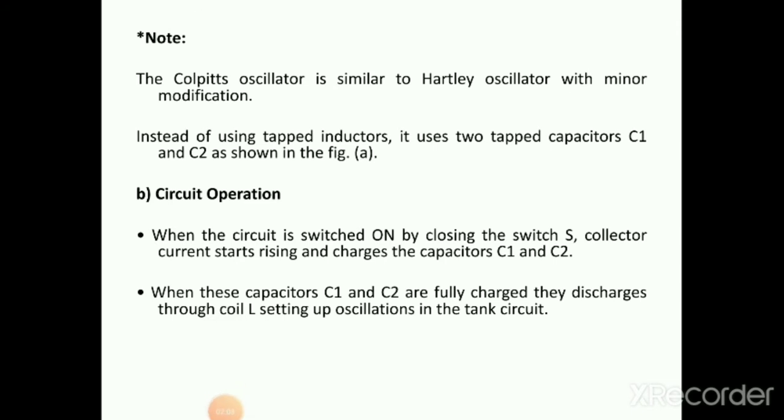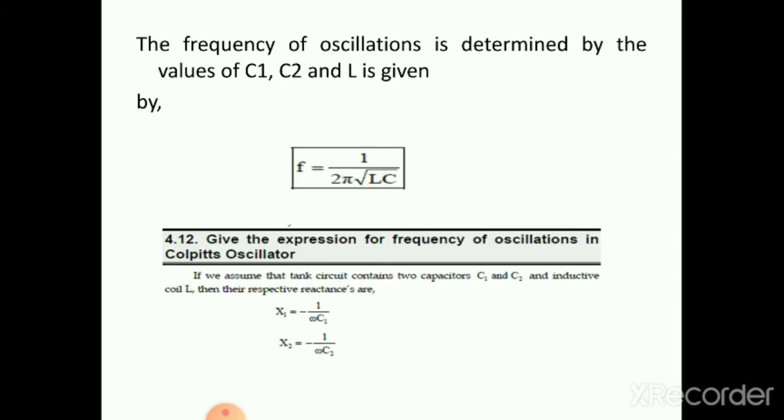Circuit operation. When the circuit is switched on by closing the switch S, collector current starts rising and charges the capacitors C1 and C2. When these capacitors are fully charged, they discharge through the coil L, setting up oscillations in the tank circuit. The frequency of oscillation is determined by the values of C1, C2 and L, and is given by f is equal to 1 by 2 pi root LC, where L is the inductance and C is the capacitance. Both capacitors are in series, so C is equal to C1 C2 by C1 plus C2.